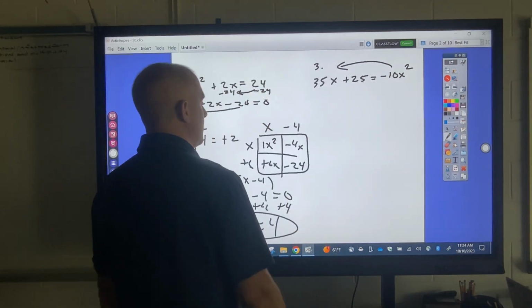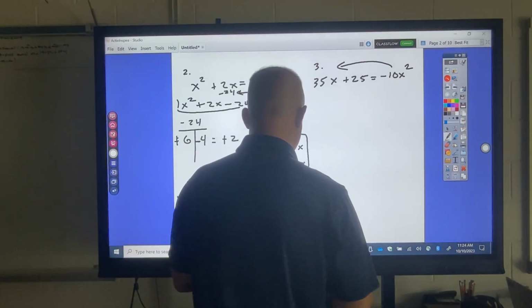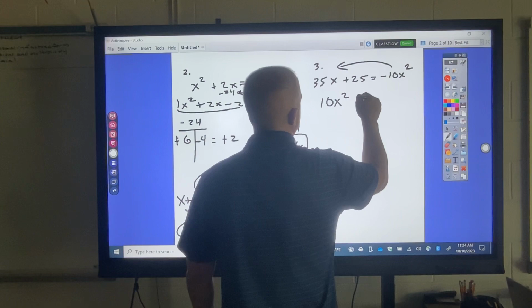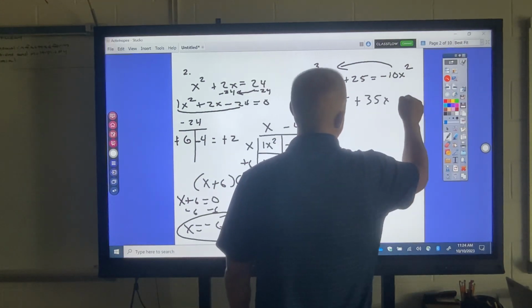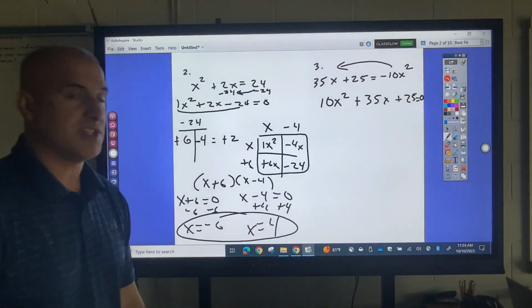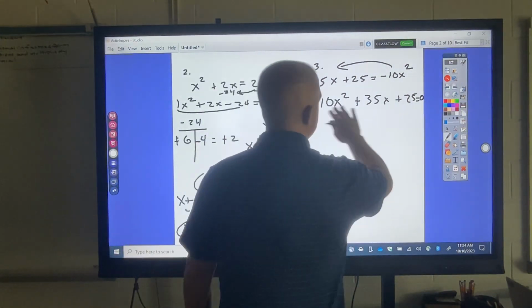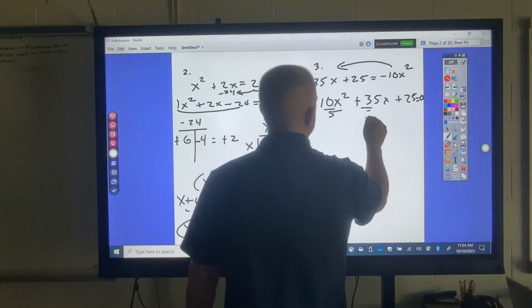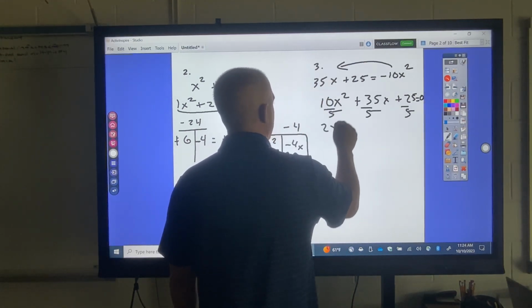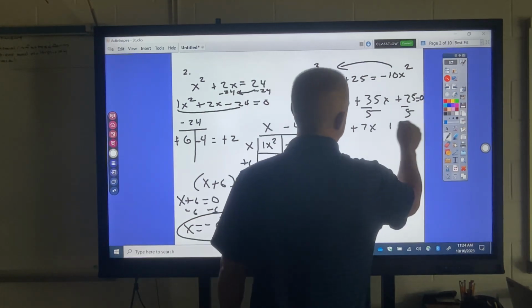Okay, let's move that back over. 10x squared, plus 35x plus 25. Now, actually, before I even get going in that, I got to take a GCF. So if you see here, all these are divisible by 5. So if I do that, that's going to be 2x squared plus 7x plus 5.